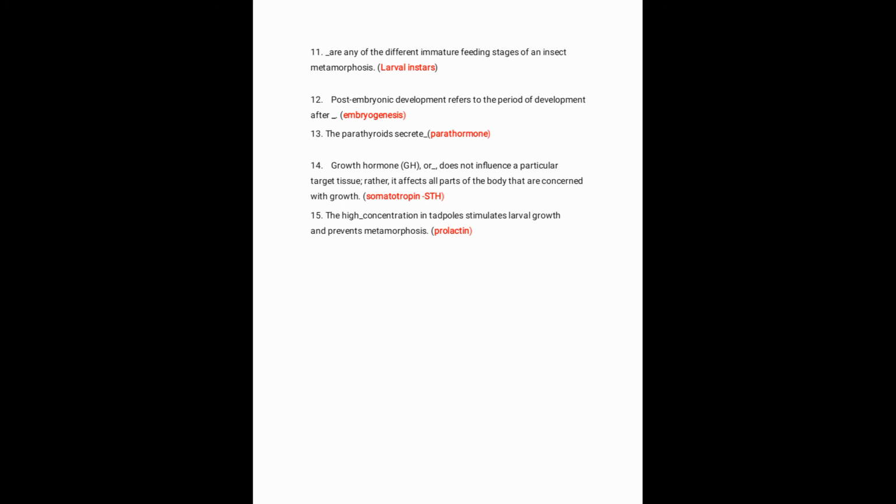14. The growth hormone GH or dash does not influence particular target tissues, rather all the parts of the body that are concerned with growth. The answer is somatotrophin, STH. GH or somatotrophin affects all the parts of the body concerned with growth. 15. The high concentration in tadpoles stimulates larval growth and prevents metamorphosis. This is prolactin.